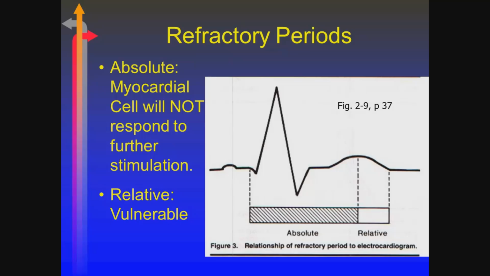Relative refractory is from the middle of the T wave to the end of the T wave, and this is where the heart is really vulnerable. Any stimulation at that point is chaotic. It throws the patient from whatever rhythm they're in into VFib. So it's what has been called the R on T phenomenon, where a stimulus placed at the middle to end of the T wave is lethal. Okay.